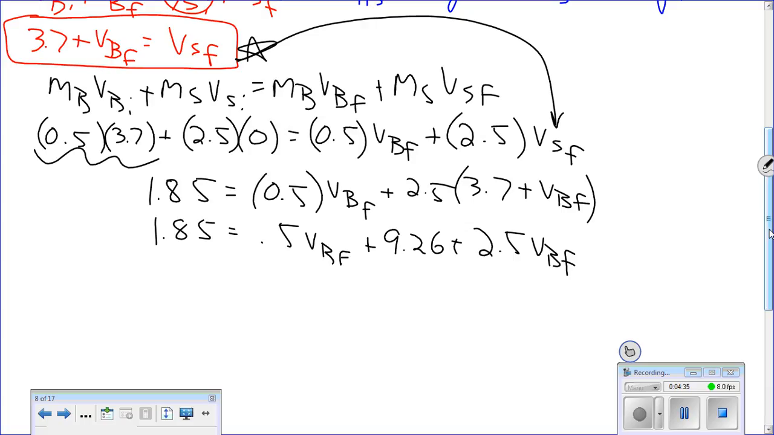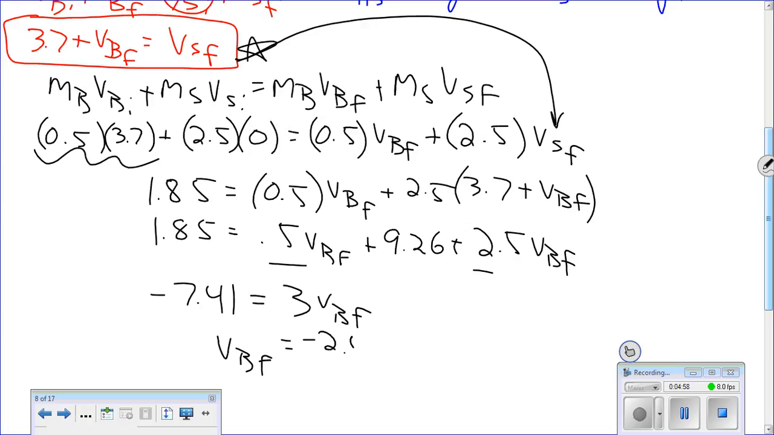I should stop here because you guys can finish the algebra. So you're going to subtract 9.26 and then combine the like terms. So you get negative 7.41 equals 3 times VBF. So divide both sides, and the velocity of B final ends up being negative 2.47 meters a second. And so then I can find the velocity of SF just by adding 3.7, and you get 1.23. All right, so there you go. There's your answers.